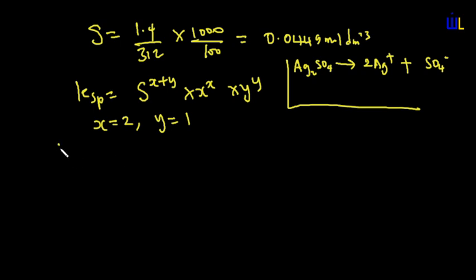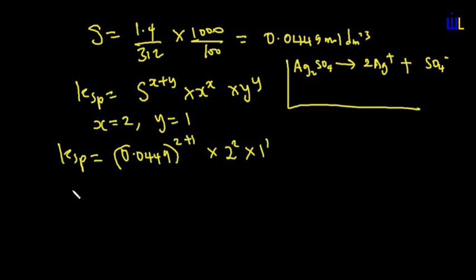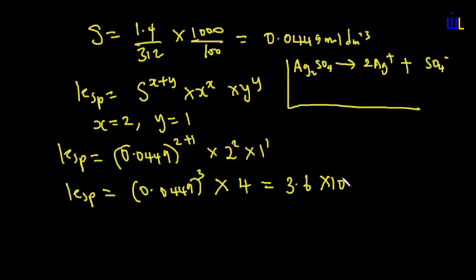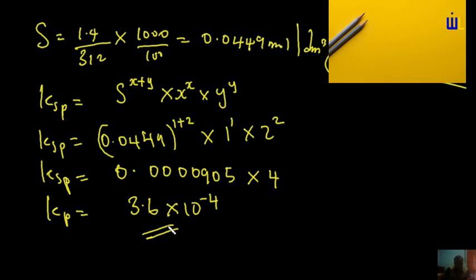Putting it in this whole equation, what we're going to get is Ksp is equal to 0.0449 raised to power 2 plus 1, times 2 raised to power 2 times 1 raised to power 1. And when we do this, we have 0.0449 all raised to power 3 times 4. Everything sums up to give you 3.6 times 10 raised to power minus 4. And so the solubility product is simply resolved.